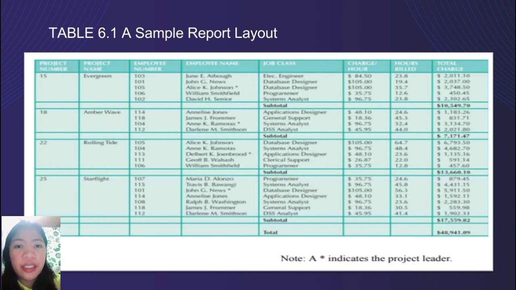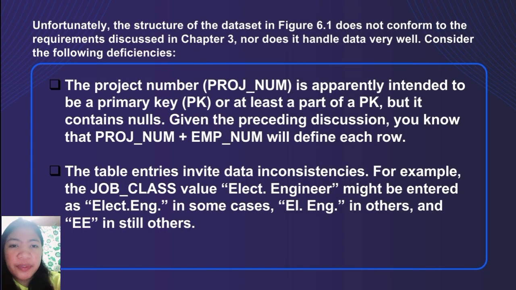The total charge of each employee indicates how much they earned from the project. The project leader of each project is indicated by an asterisk next to their name. The table can be used to track the progress, cost, and performance of each project and employee. Unfortunately, the structure of the data set in figure 6.1 does not conform to the requirements discussed in chapter 3, nor does it handle data very well.